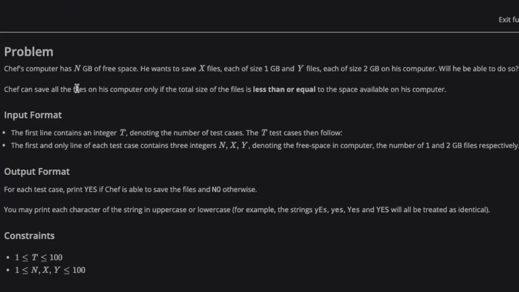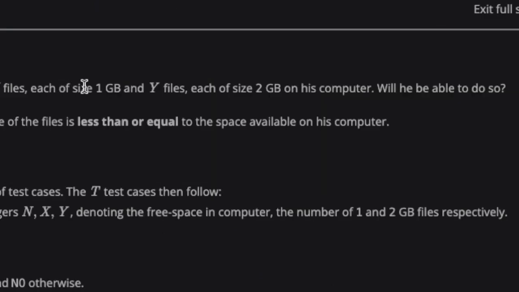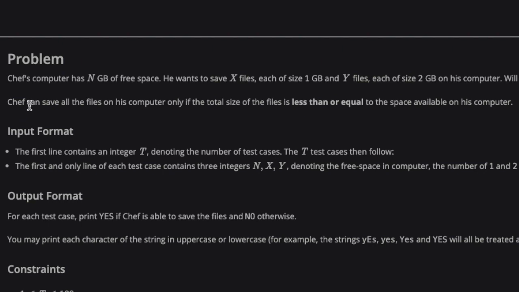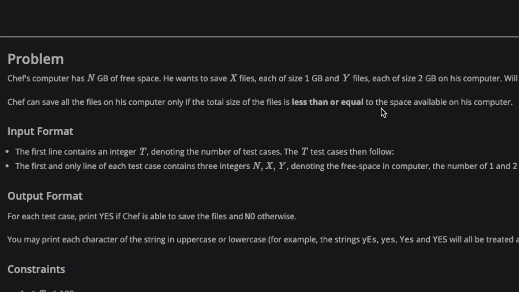Today, we're going to be solving this problem. The problem is that Chef's computer has N GB free space. He wants to save X files, each of size 1 GB, and Y files, each of size 2 GB, on his computer. Will he be able to do so? Chef can save all the files on his computer only if the total size of the files is less than or equal to the space available in his computer.